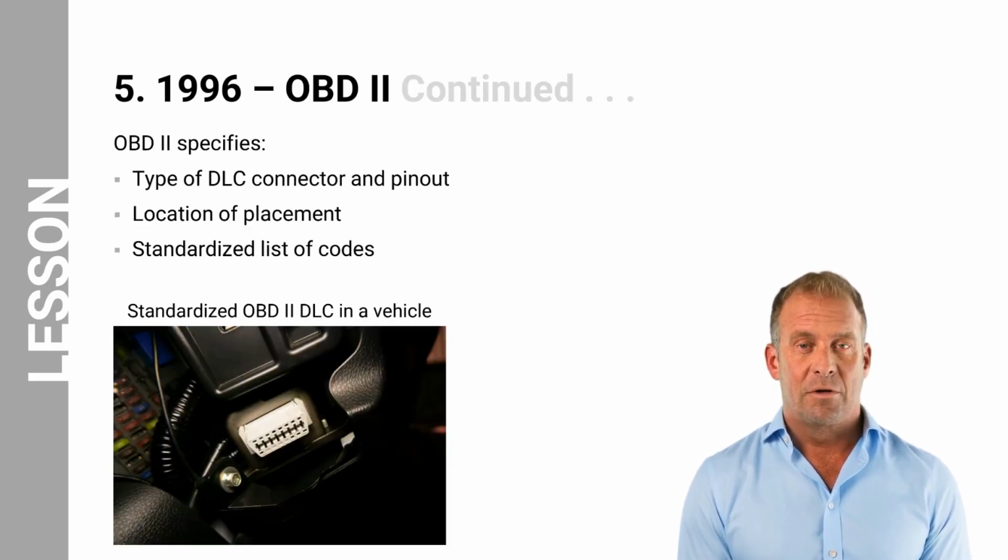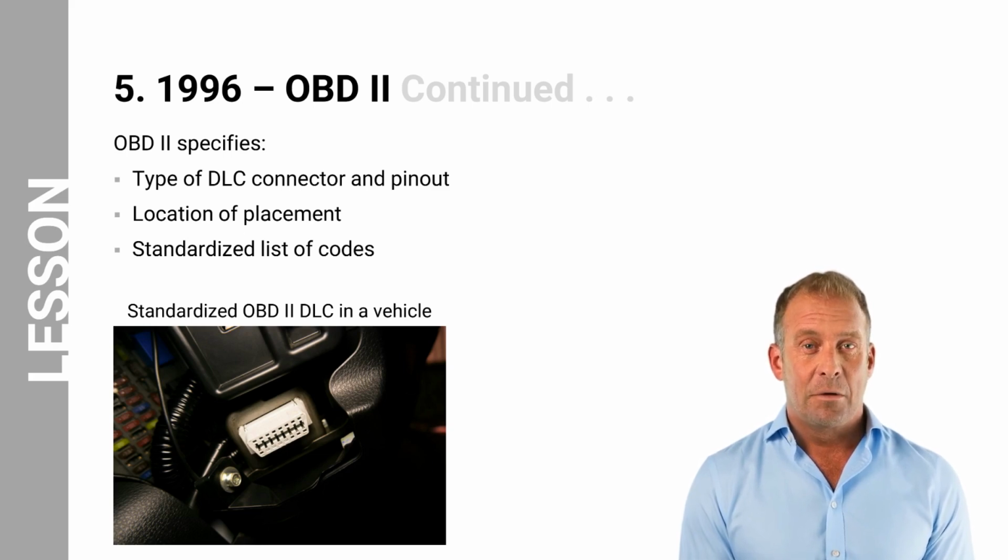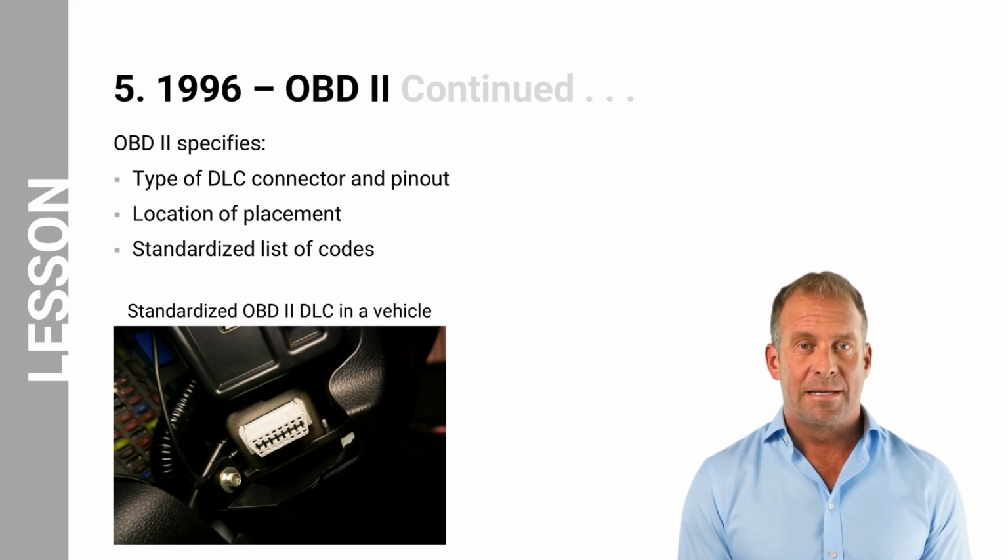OBD2 mandated several key specifications. First, it specified the data link connector, or DLC, type and its pinout configuration. This standardized connector made it easier for technicians and diagnostic equipment to connect to the vehicle's OBD2 system. Another important aspect of the OBD2 government mandate was the location of the DLC. It was required to be easily accessible to technicians, typically found within a specific range from the driver's seat. This standardized placement ensured convenience and consistency across different vehicles.